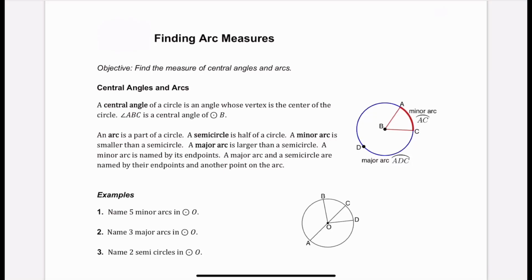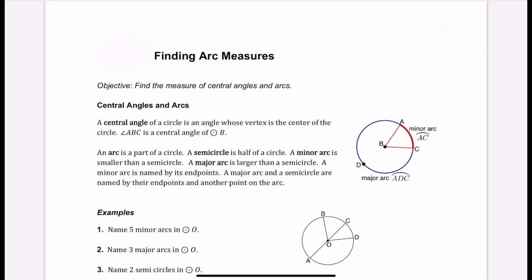Okay, now we're looking at finding arc measures. We're going to find measures of central angles and arcs. A central angle of a circle is an angle whose vertex is in the center of the circle. So this right here would be a central angle. Angle ABC is a central angle of circle B.